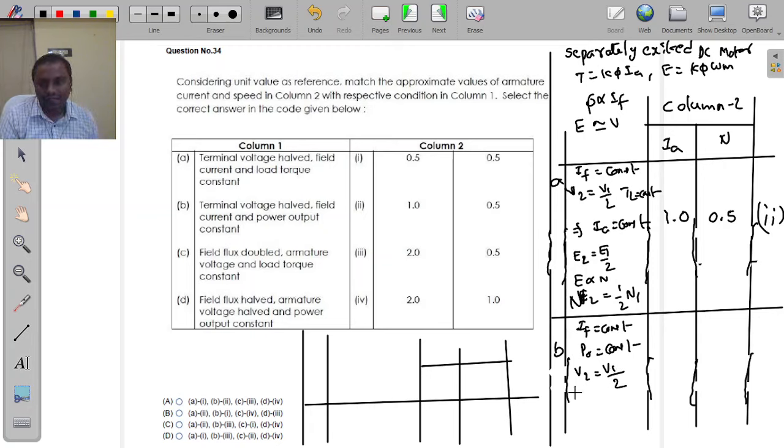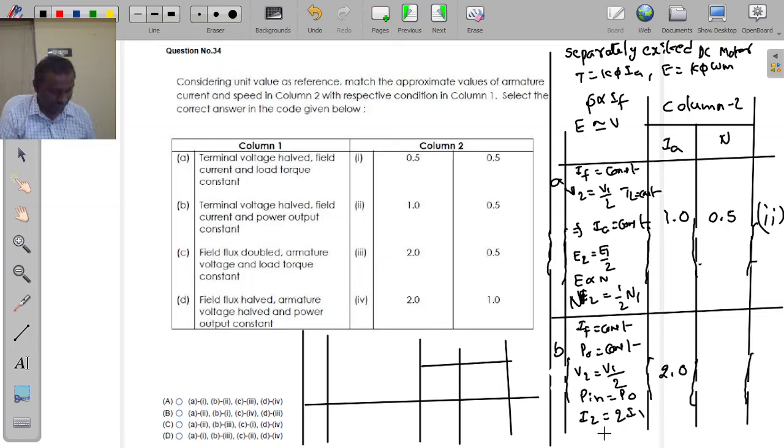So when you neglect the losses, I can say P in is almost P out. When terminal voltage becomes half, what will the input current become? I2 will become 2 times I1, which means this current will become 2 per unit. What about the speed? Speed is proportional to the induced EMF.